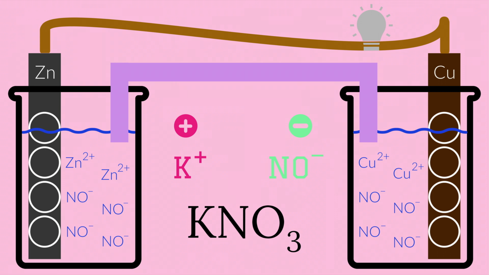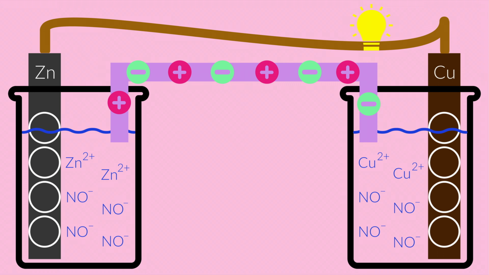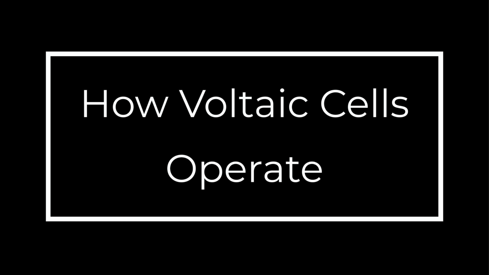In this video, the pink circle with a plus sign means the cation, K+, and the mint green circle with a minus sign means the anion, NO3-. I will show cations and anions flowing inside the salt bridge. Our voltaic cell is now complete. Once the salt bridge is in, the cell will start operating and the light bulb will turn on. The next part is how voltaic cells operate.